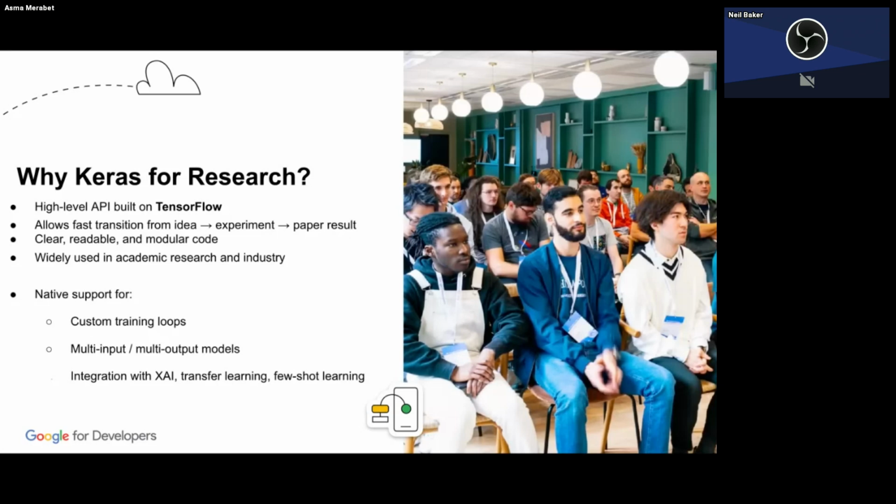And finally, the advanced features. Keras gives native support for the things researchers actually need, like custom training loops for novel loss functions, multi-input and multi-output models for fusion architectures, and also integration with explainable AI, which is a trend. Explainable AI is the technique that makes the models understood by the experts, so we can trust those models. So in short, Keras is designed by researchers for researchers, and it's built for exactly what we are doing.